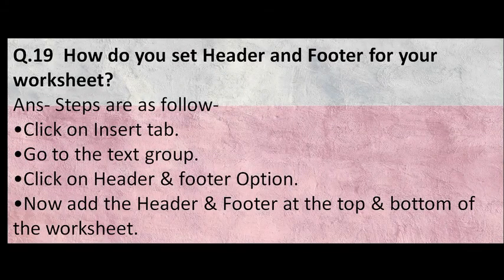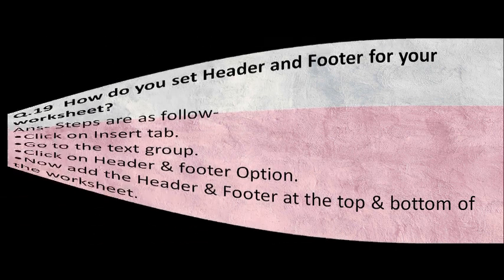Question number 19. How do you set header and footer for your worksheet? So the steps are: click on the insert tab, go to the text group, click on the header and footer option. Now add header and footer at the top and bottom of the worksheet.